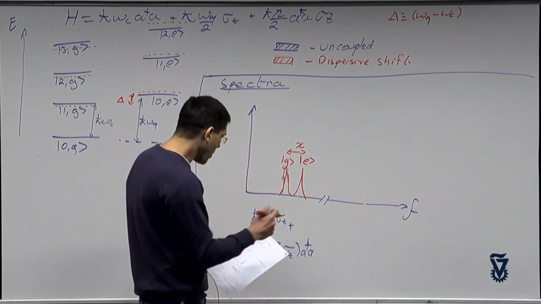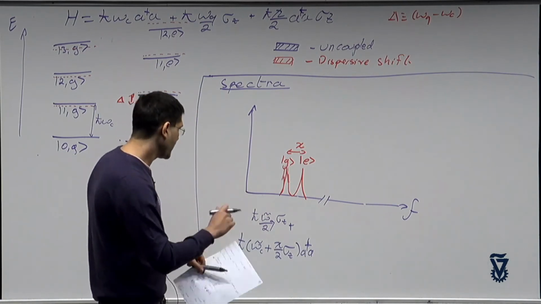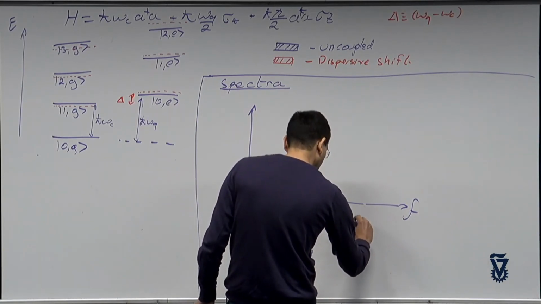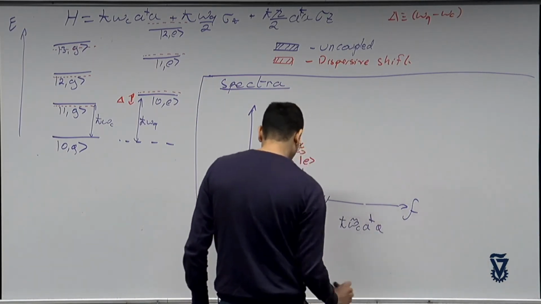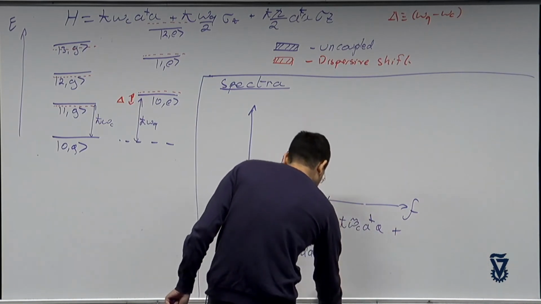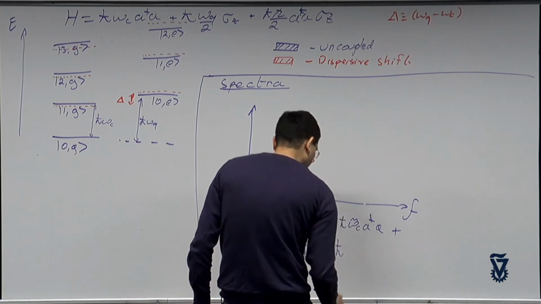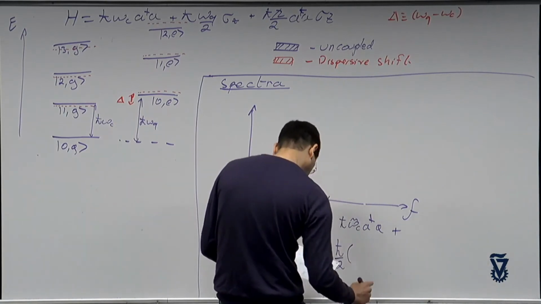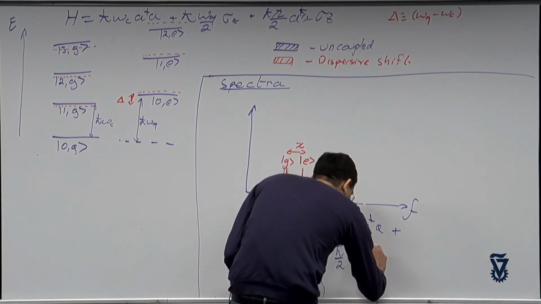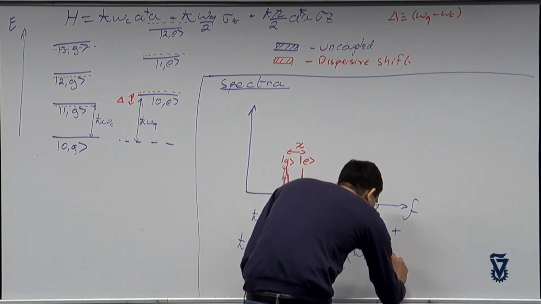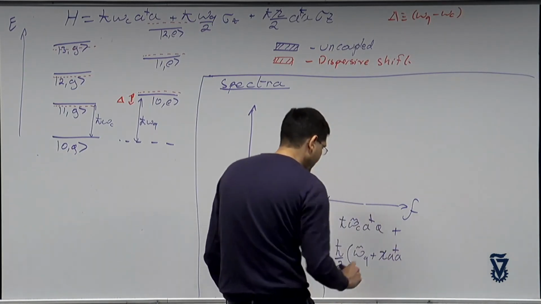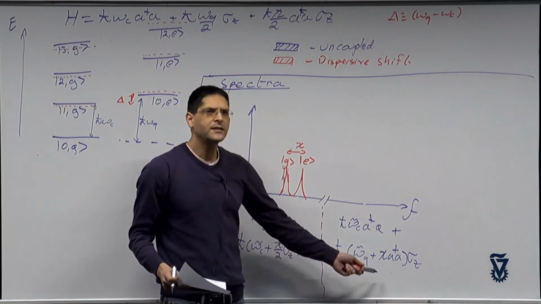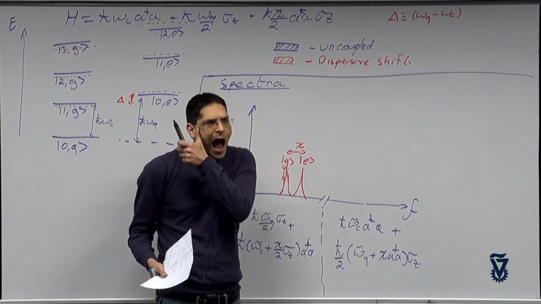On the other hand, we can rewrite the Hamiltonian in a different way, exactly the opposite way. We can write it h bar omega c tilde a dagger a plus h bar over 2 (omega q tilde plus chi a dagger a) sigma z. Now what does this look like? Anyone?